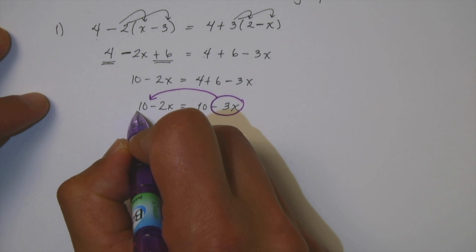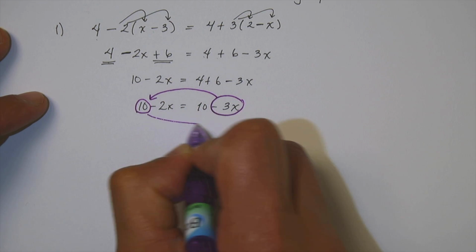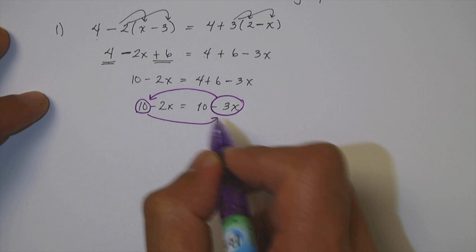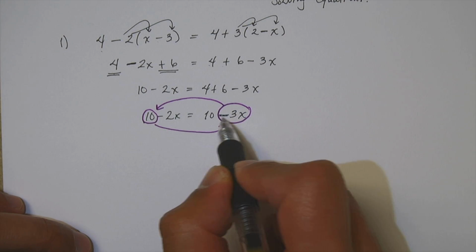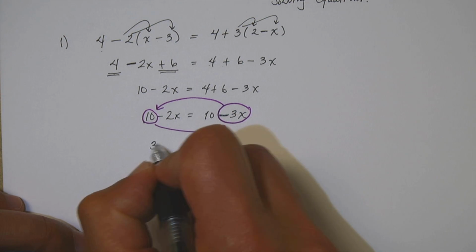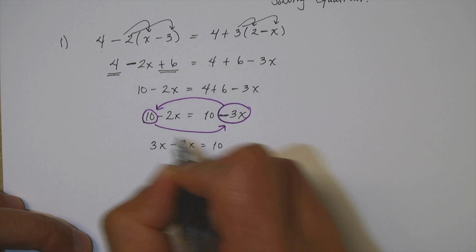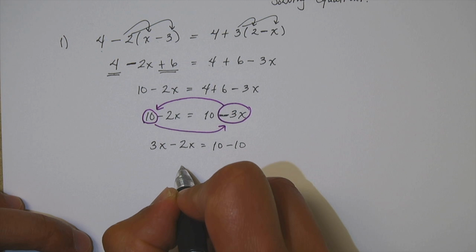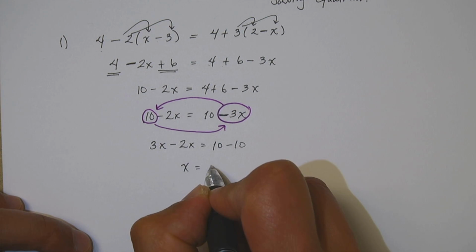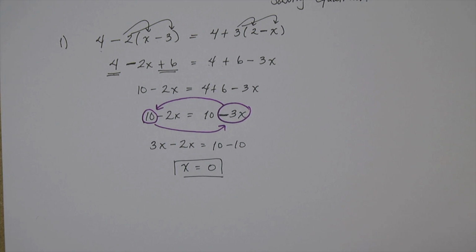Now, this positive 10 right here, this is a constant. We call it a constant. Well, I'm going to take it over here to the right side. So it's like they're switching places. So this negative, remember you have to use what's in front of that number, becomes a positive 3x, bringing that negative 10, and then this positive 10 becomes a minus. 3 minus 2 becomes 1, and 10 minus 10 is 0, and that's it. Actually, that's all you get.